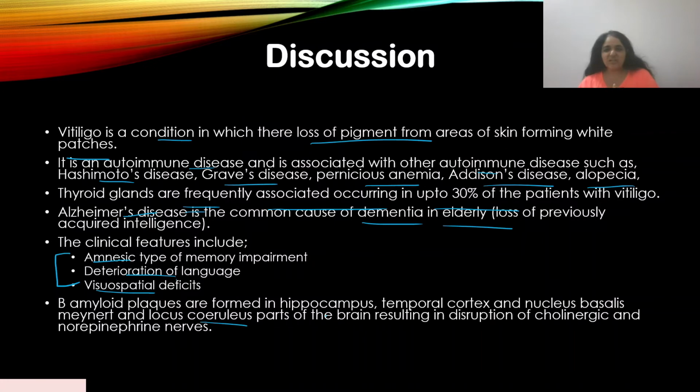They're all parts of the brain. Don't worry about all this. Basically, this is what happens in Alzheimer's disease. It's a neurological disorder. It has nothing to do with autoimmunity. They're parts of the brain, resulting in disruption of cholinergic and norepinephrine nerves. So basically the production of acetylcholine gets affected because of this.